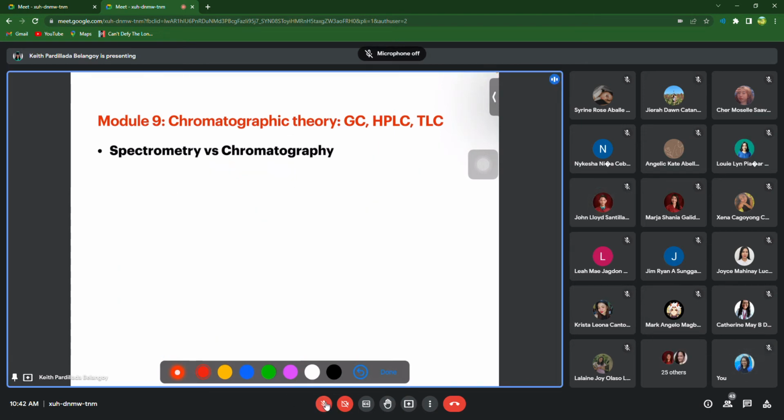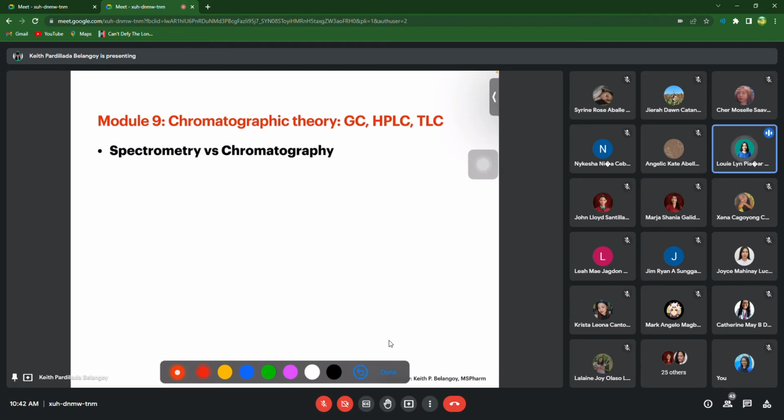How about Mansha? Is there anything else you would like to share for spectro and chromatography? Yes, Miss. Aside from, as mentioned by Miss Ranyola, gas chromatography and the combination of gas chromatography and mass spectrometry, there is still another combination of both. So we have high performance liquid chromatography, the HPLC, and the mass spectrometry.